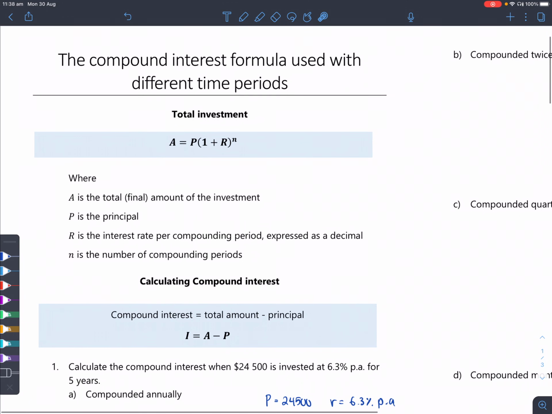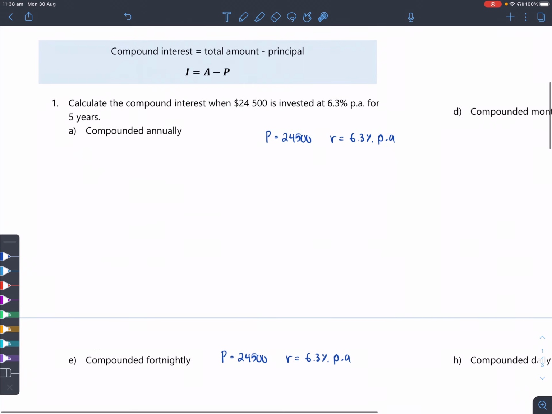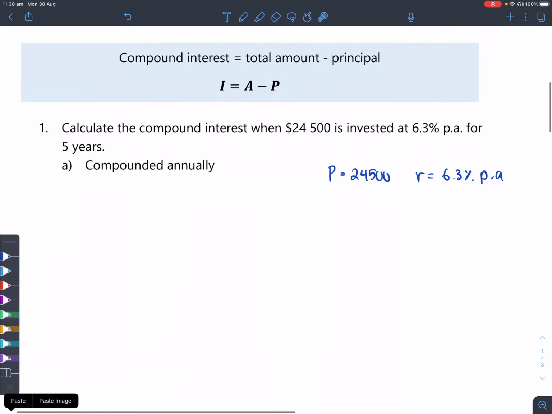So let me explain. The formula that we use is always A equals P bracket 1 plus R to the power of N. There is also another formula that we did explore before to do with future value as well. And then the compound interest is this formula here, which I will address when we do the first question. So let's have a look at the first question.